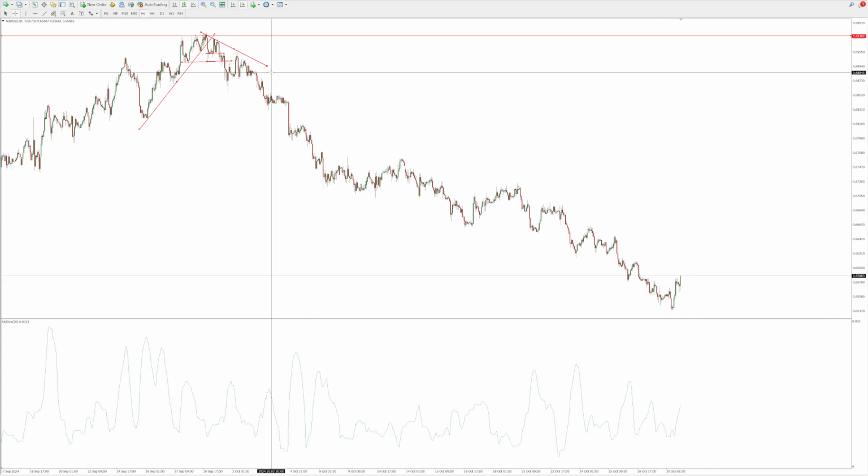I would have certainly used a trailing stop as price was falling. Had I entered here or here, I'd be moving my stop loss above the recent highs as price falls, just to secure some pips if price decides to turn around. Okay, what you don't want to do is enter here and leave your stop loss up here, because if that does turn around and ends up back here, you've let a big winning trade turn into a, well, either a break even or a losing trade.